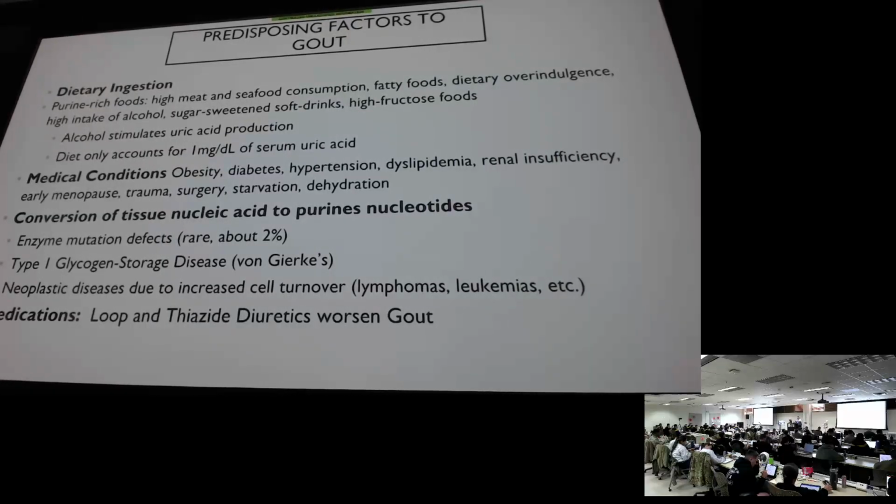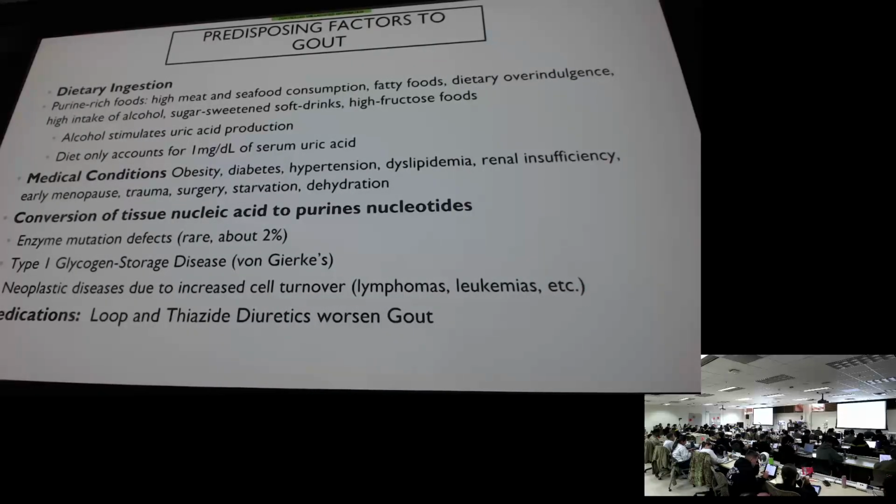You can have some medical conditions that predispose you to gout, the ones that you would think of, usually of overindulgence, not always, but obesity, diabetes, hypertension, dyslipidemia, kidney disease. As we mentioned, the uric acid is supposed to be excreted from the body through the kidneys. So if the kidneys aren't working too great, you can get a backup of the uric acid, leading to tophi and gout.